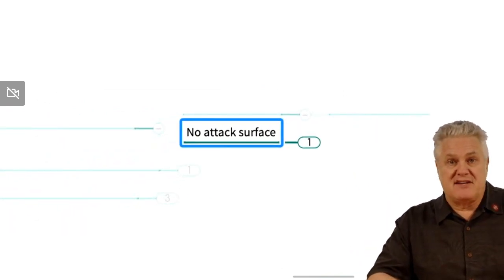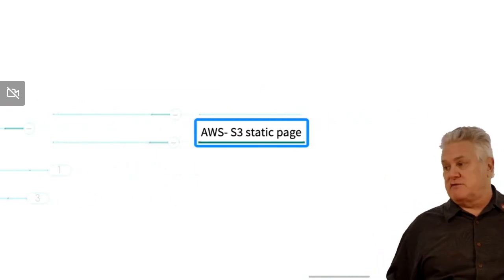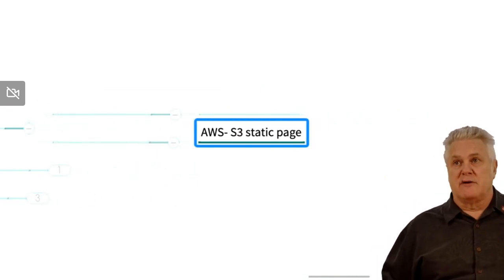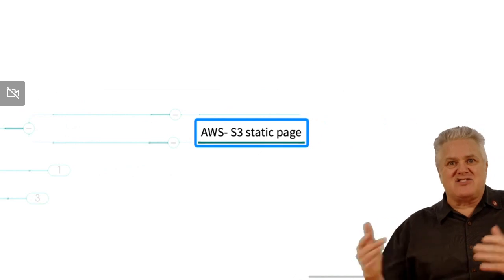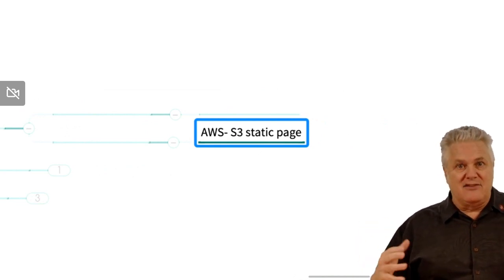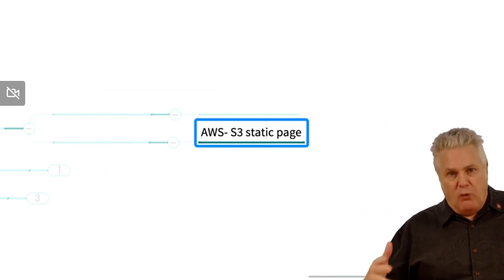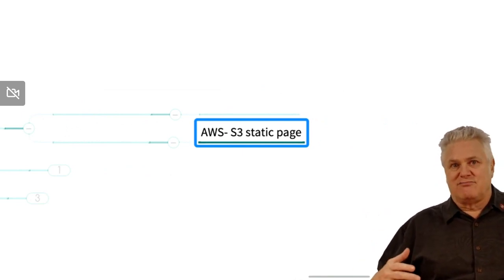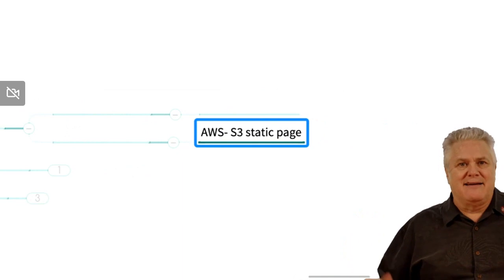Then there are other websites out there that have no attack surface whatsoever. An AWS S3 static page is a web server, and it does its job, but it's one page, and there's nothing to attack.